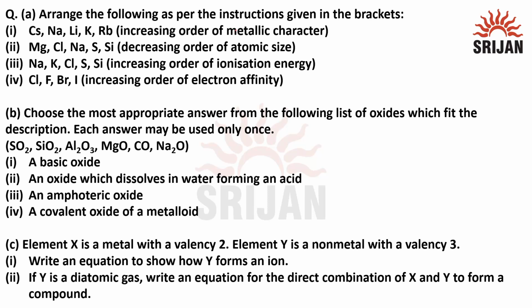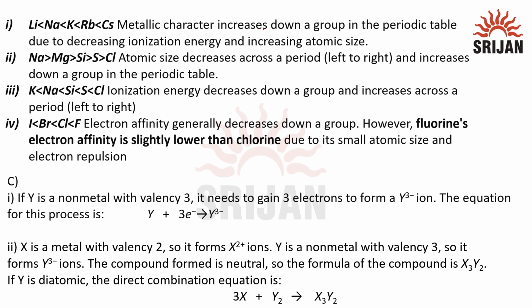The question asked here is, first part, arrange the following as per the given instruction in the brackets. The first question asked here is cesium, sodium, lithium, potassium and rubidium. We need to arrange this in the increasing order of metallic character. So the answer will be lithium, then sodium, then potassium, then rubidium, then cesium.